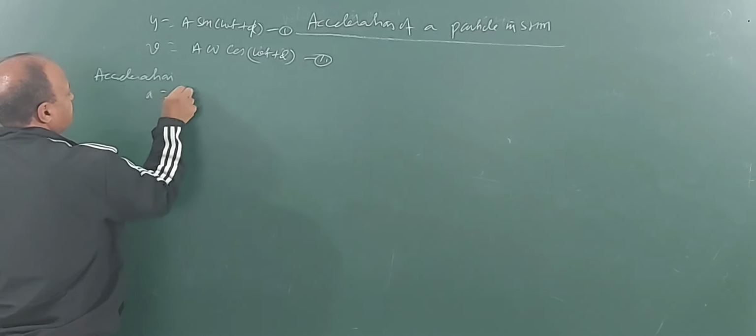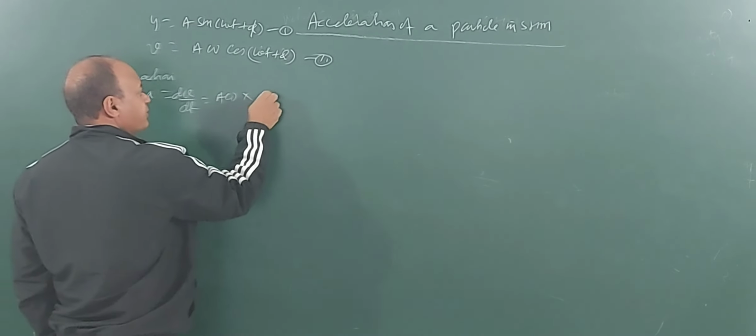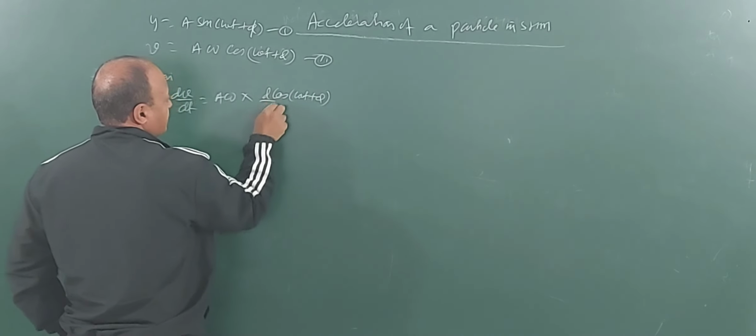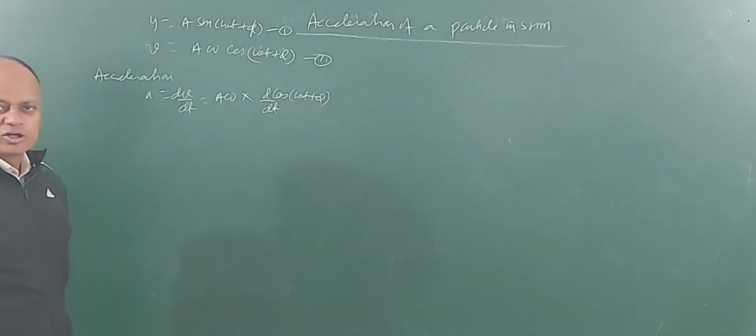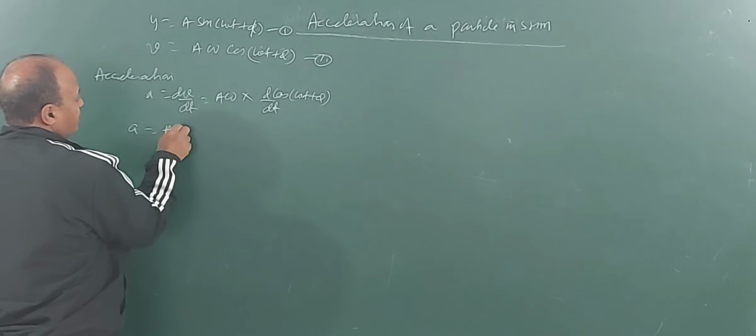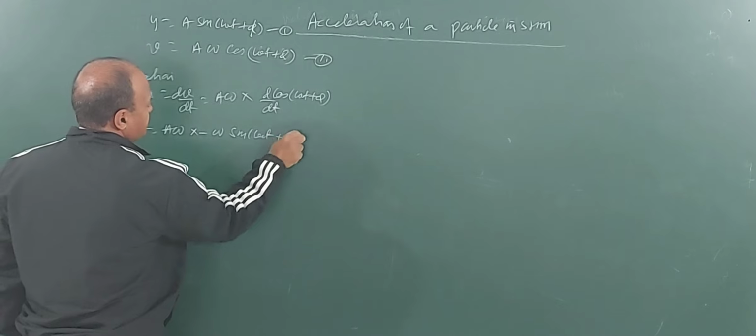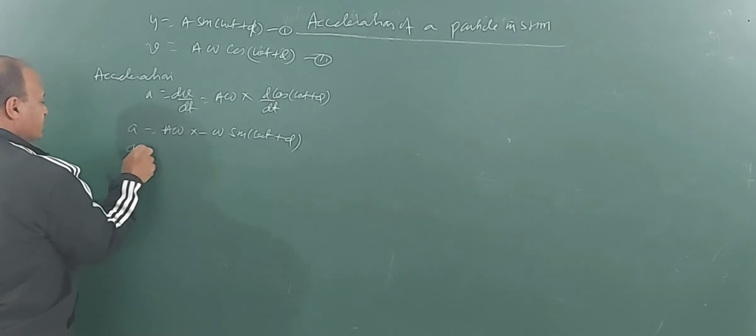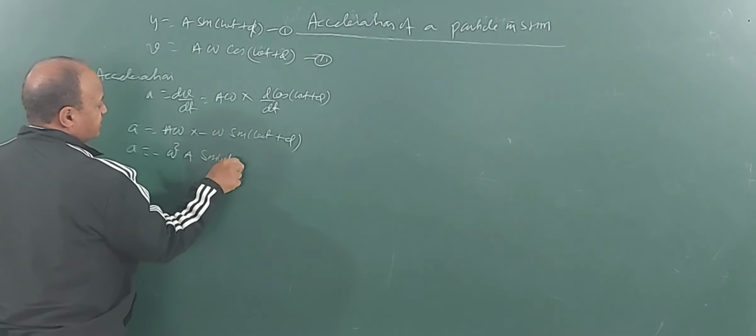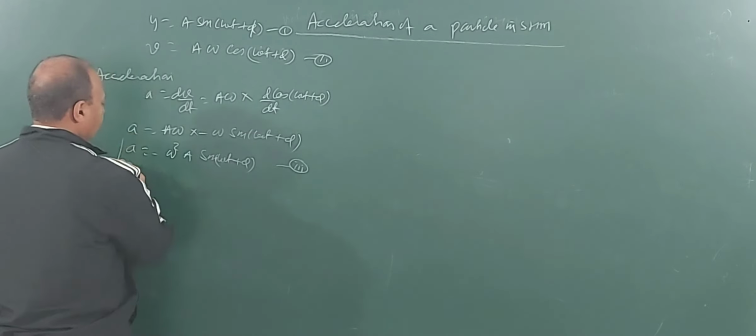Now, acceleration a is equal to how much? dv/dt. We have a omega into the derivative of cos(omega t plus phi) with respect to t, and the derivative of cos(omega t plus phi) is minus sin(omega t plus phi). So acceleration becomes a omega into minus omega sin(omega t plus phi). So it becomes a is equal to minus omega square a sin(omega t plus phi). So, this is the acceleration, children, of the particle.